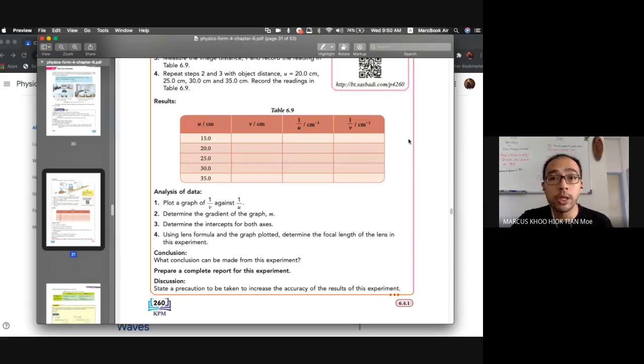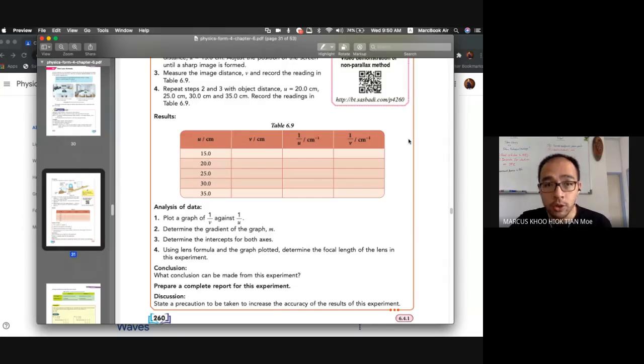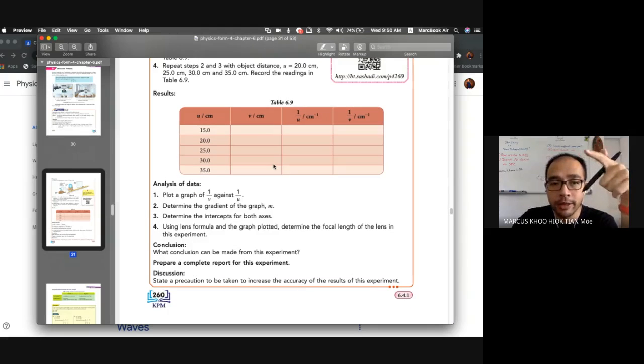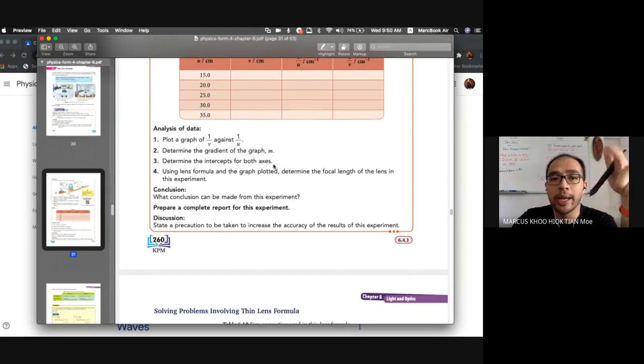Okay, so you need to make sure that you have it. Now, this experiment, what you need to show me: show me the table, show me the graph that you draw, and then show me your analysis and conclusion.